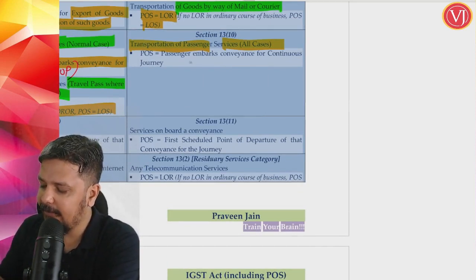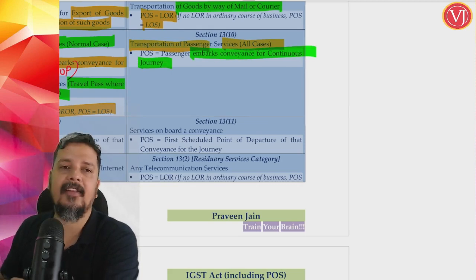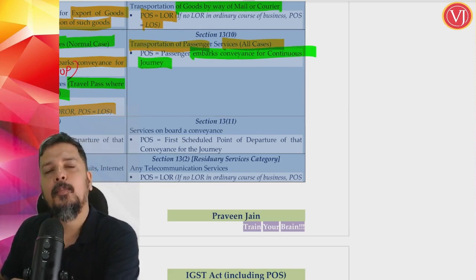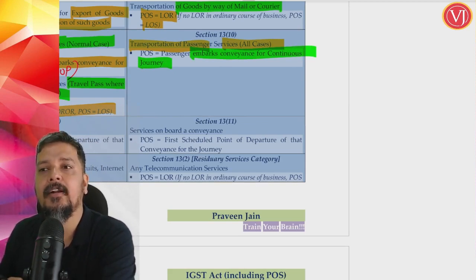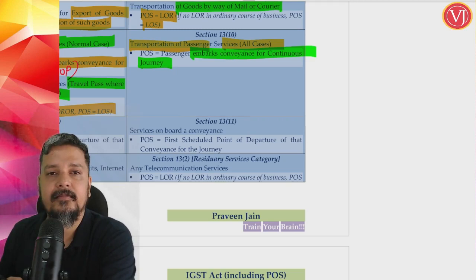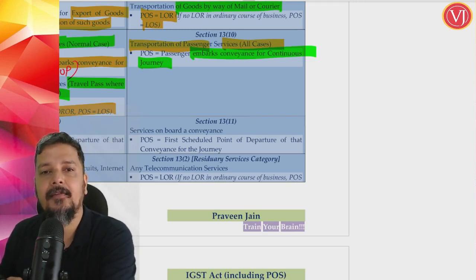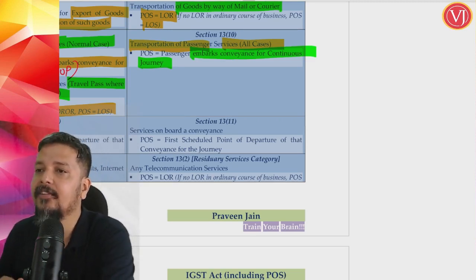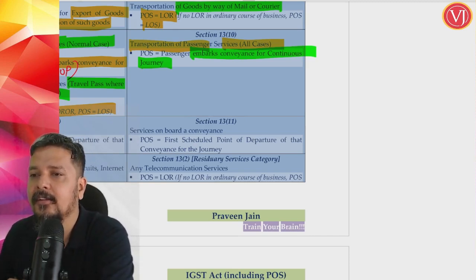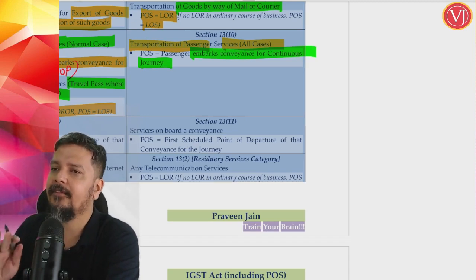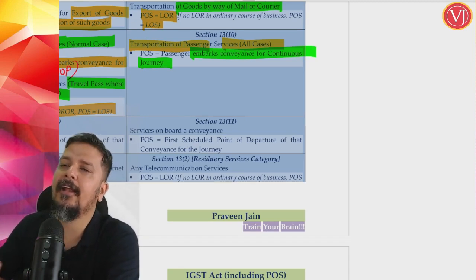They tell that it is the place where the passenger embarks the conveyance for continuous journey. To put it in simple terms, they have not recognized here what if it is a pass case. There might be a travel pass even for a foreigner who is using Indian Airlines. But they have not recognized that in section 13. It may not be much, but it is possible. It's a very simple, straightforward answer: where you enter the conveyance for a continuous journey.